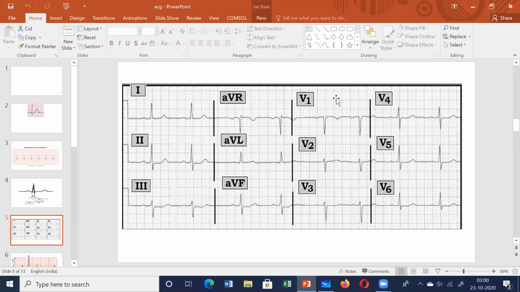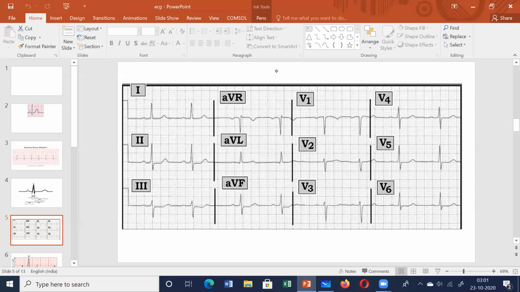Or what you can do is take the R wave in either V1 or V2, any one, and the S wave in V5 or V6. You add up the R from V1 or V2 plus the S wave from V5 or V6. If the sum comes to more than 10 millimeters, it also signifies right ventricular hypertrophy.